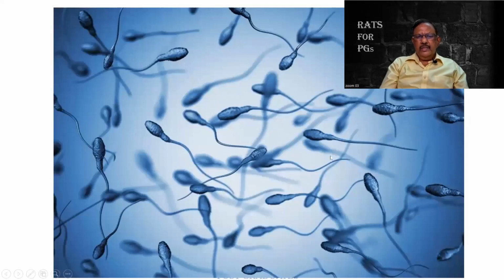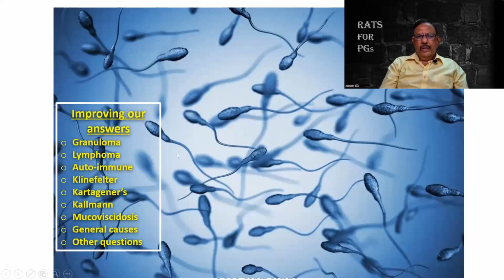And this is the very last slide, teeming with spermatozoa. We can improve our answers by doing this. Recollect the role of a granuloma, a lymphoma, autoimmune disorders, such as mumps, Klinefelter's, cartilaginous, Kallmann syndromes, mucoviscidosis. What can be the other general causes? And any other question that is related to it. Crystalloids of Reinke that is mentioned over there. So these are modalities of improving our answer. I would like you people to improve it further.